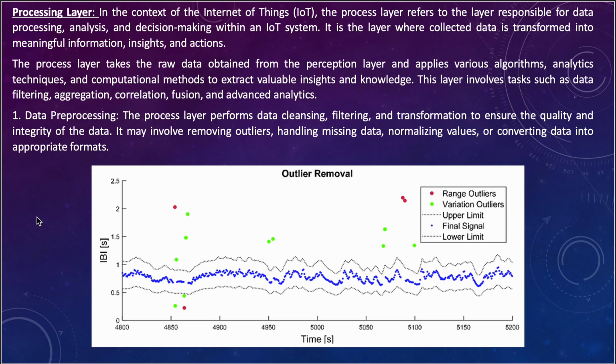So in the processing layer, in the topics that we talk about processing itself, we have the main topic, which is data processing. The process layer performs data cleansing, filtering, and transformation to ensure the quality and integrity of the data. It may involve removing outliers, handling missing data, normalizing values, or converting data into appropriate format.